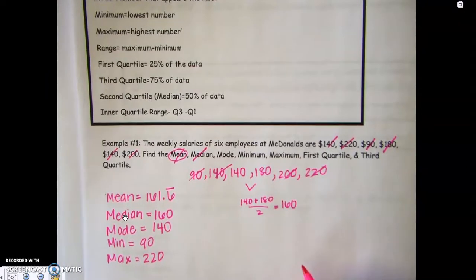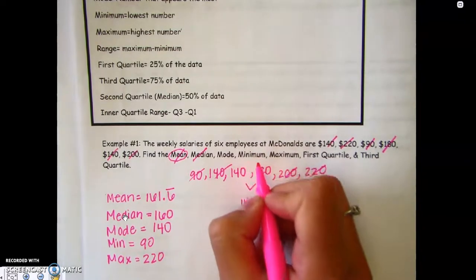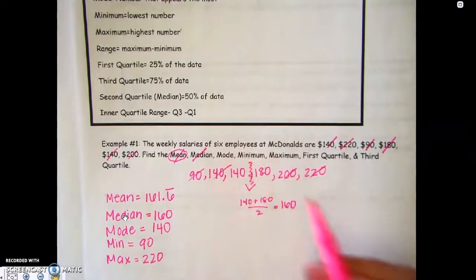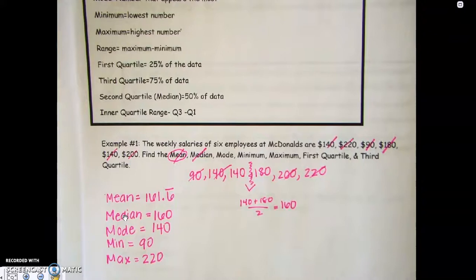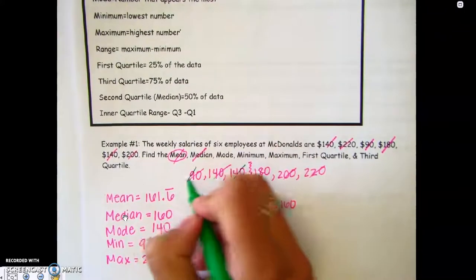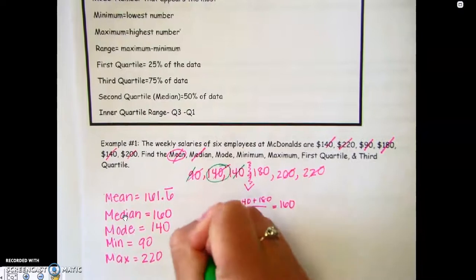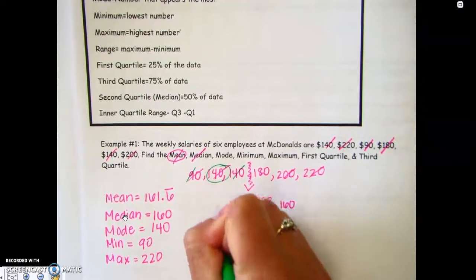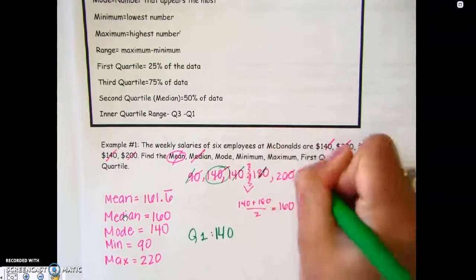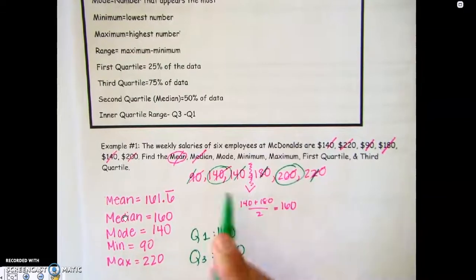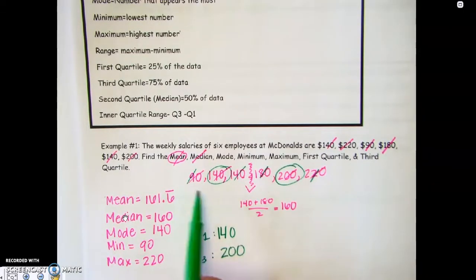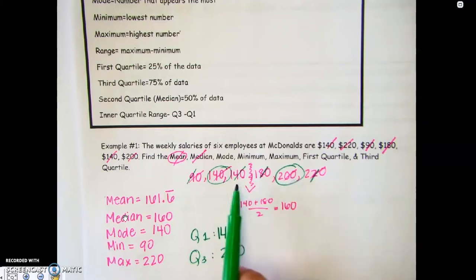Okay. And then the first quartile is the number in the middle of the first half. Directly in the middle would be here, splitting into 3 and 3, and then the first quartile is the number in the middle of the first half of the data. So quartile 1 is 140, and quartile 3 is 200. That's 75% of the data. So 25% of the data lies below 140, and 75% of the data lies below 200. So those are my two quartiles.